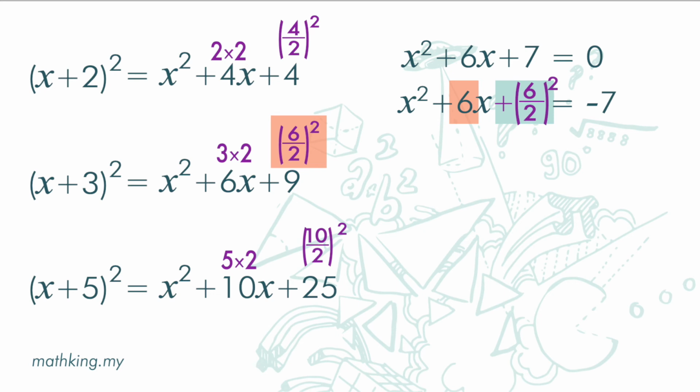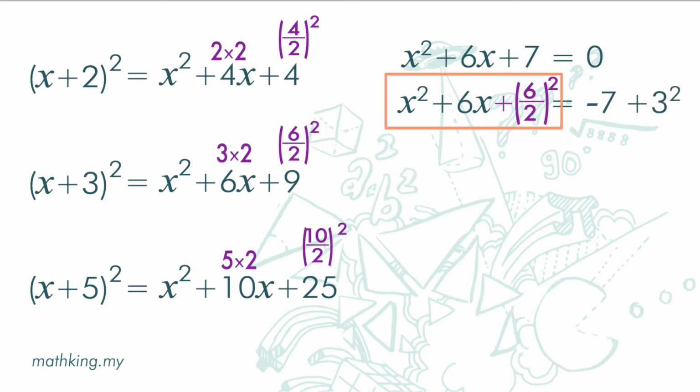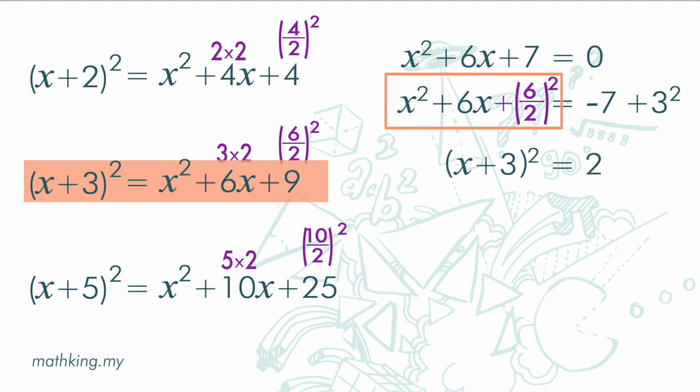We also do that to the right hand side. Now this one can be factorized as x plus 3 squared. And the right hand side we get 2. And then the rest is the same.